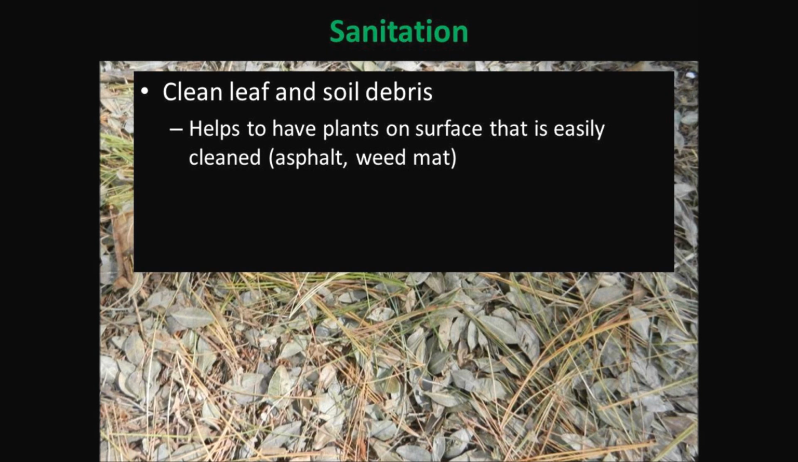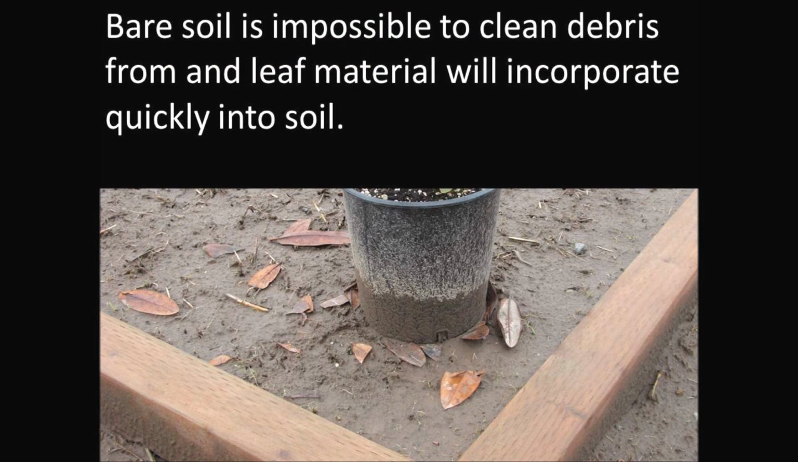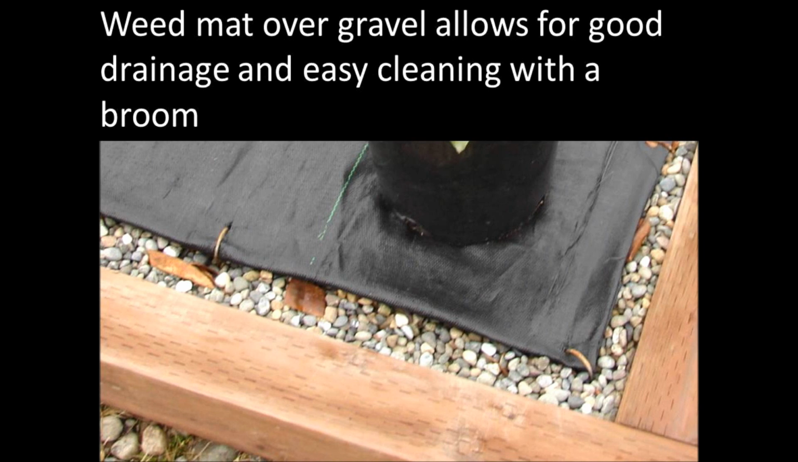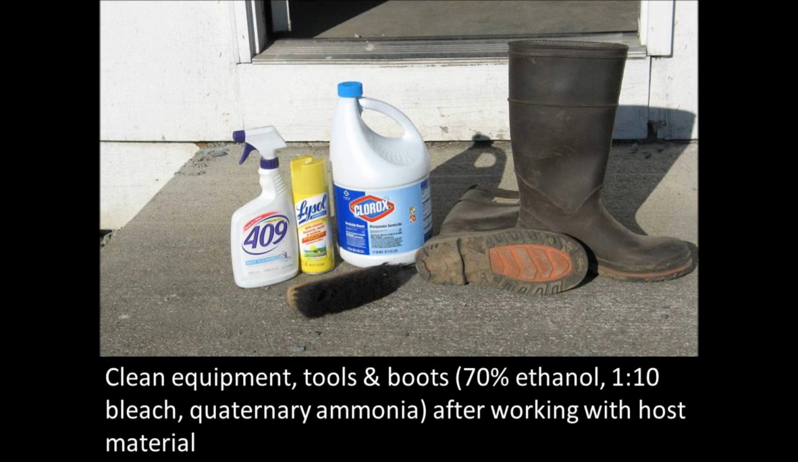It helps if you have the plants on a surface that is easily cleaned, such as asphalt or weed mat. Here's an example of a container on bare ground. This is quite hard or impossible to clean, and the leaf debris will become incorporated into the bare soil rapidly. Weed mat over gravel allows for good drainage and easy cleaning with a broom, much better than having plants stored on bare ground.